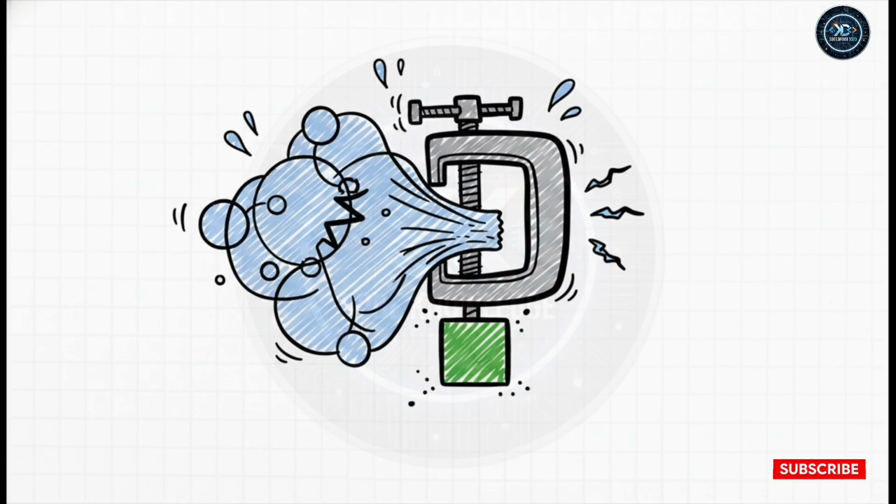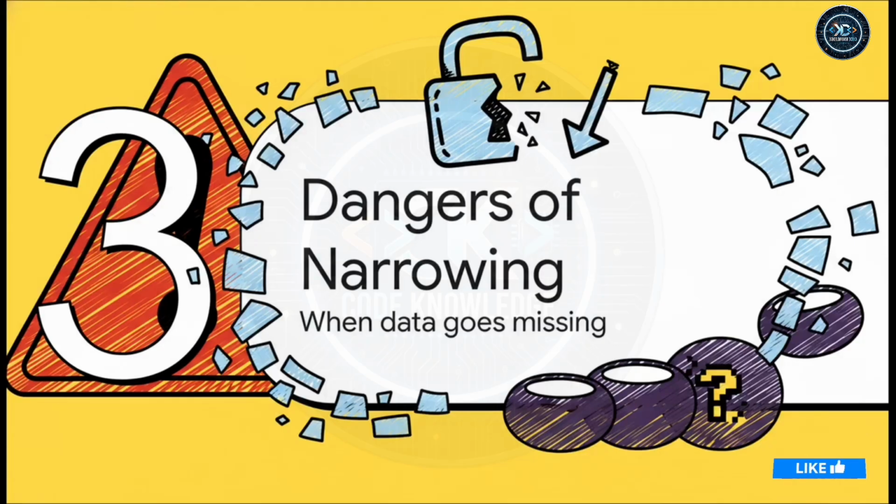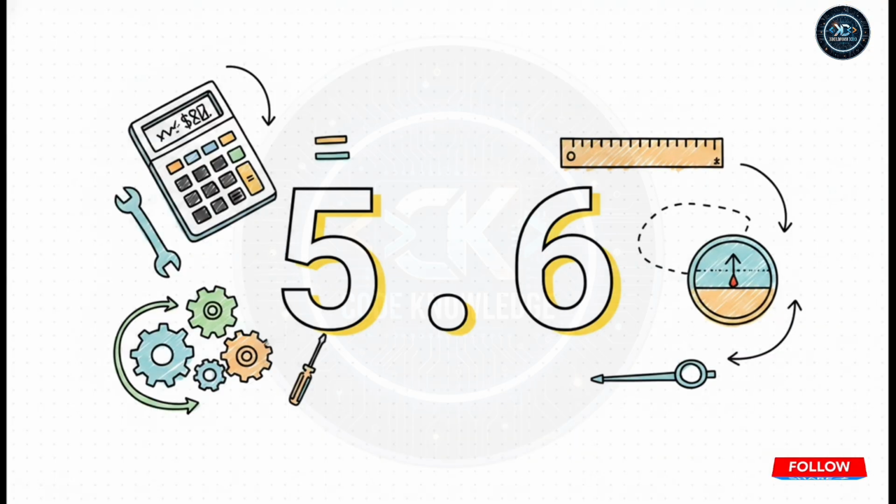You are telling Java, look, I know what I'm doing, force this float to be an integer. Moving right along to section 3, the dangers of narrowing. When you start manually forcing data into those smaller containers, things can get really messy.